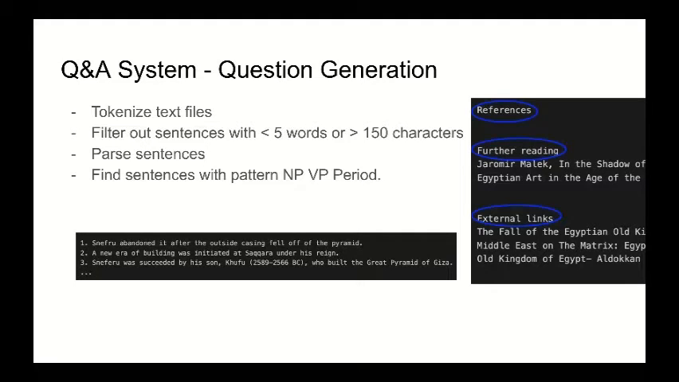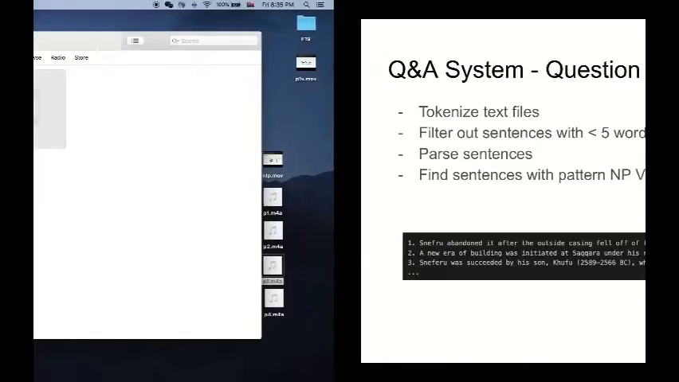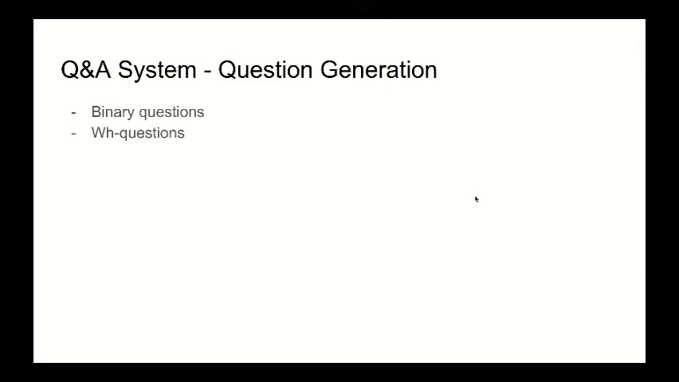We also filter out sentences that are more than 150 characters long to prevent the parser from running out of memory. Then, we want to narrow this filtered list down to a set of simple sentences of the form NP-VP period. These sentences state facts from which we can generate WH questions. With this list of sentences, we can then proceed to generate two types of questions, binary and WH questions.